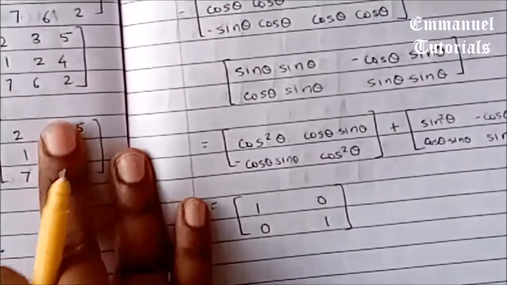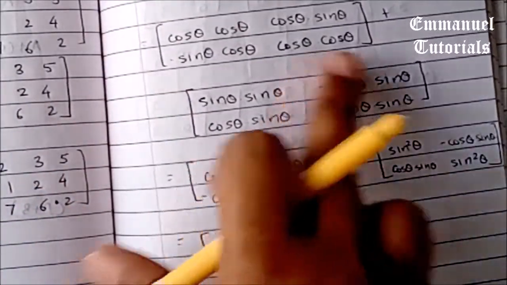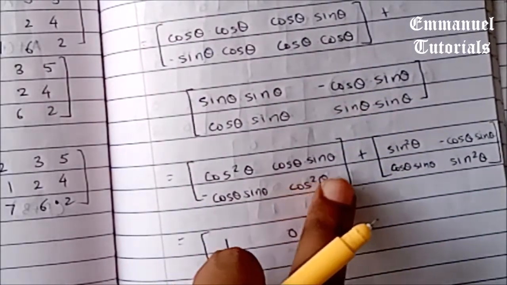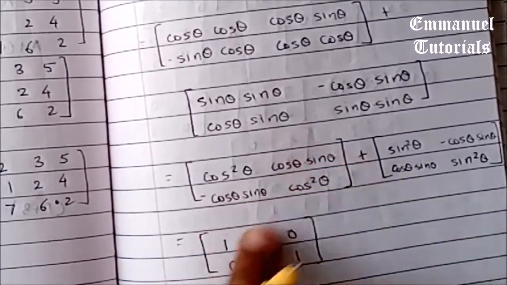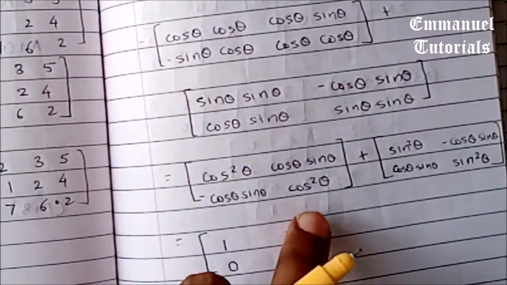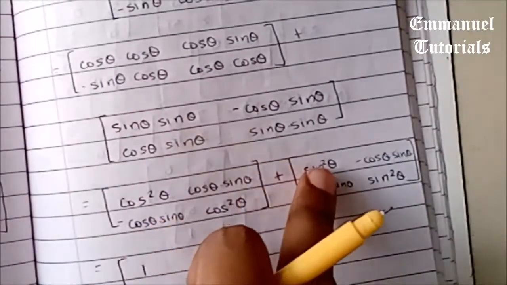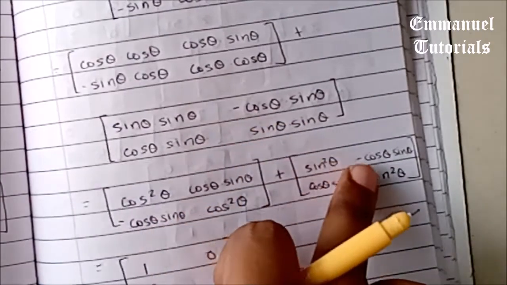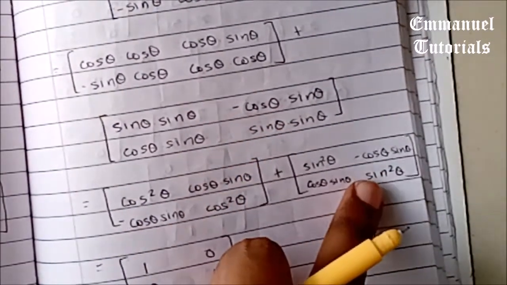Now cos theta into cos theta is cos square theta, so that is what we have written. Cos theta into sin theta is cos theta into sin theta. Similarly, minus cos theta into sin theta, we have just written it in similar terms. And cos theta into cos theta is cos square theta. Plus sin theta into sin theta is sin square theta, minus cos theta into sin theta, cos theta into sin theta, and sin square theta.